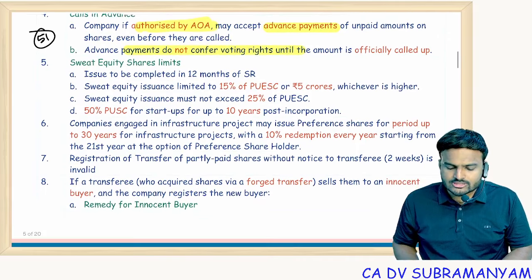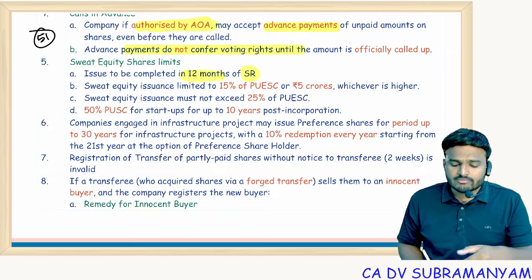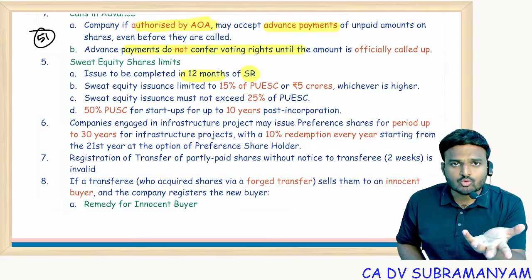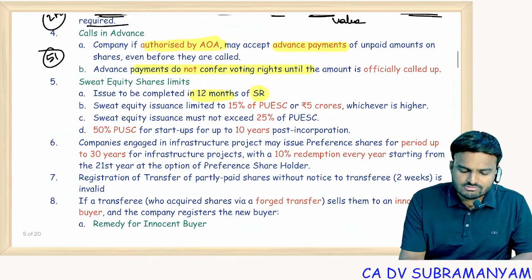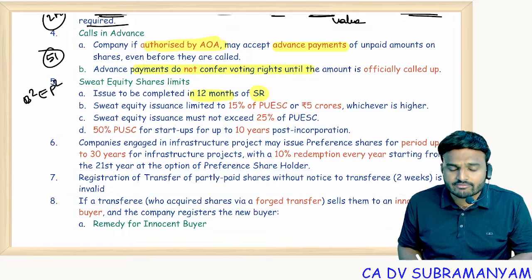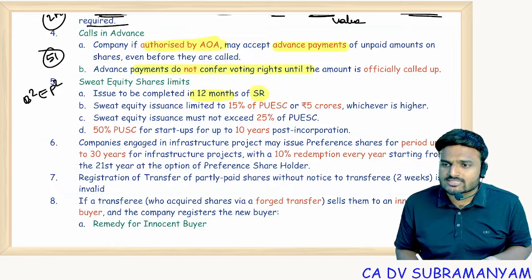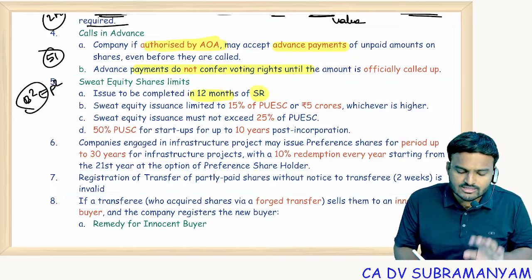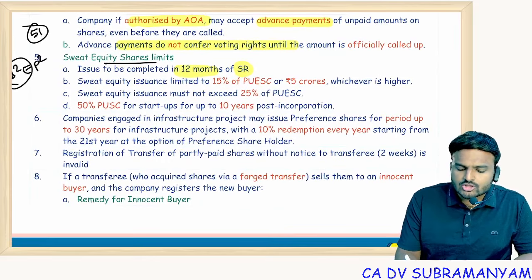Next one, sweat equity shares limits. Issue to be completed within 12 months of special resolution. In between, application of securities premium, you all know that is a minute concept. That's why I'm not touching that concept. Do you remember? Utilization of securities premium: B square, EP square, buyback, bonus issue, expenses connected with issue, preliminary expenses, and premium on redemption of securities for all companies. Whereas for section 133 companies which are required to prepare financial statements in accordance with AS, only B square E is allowed.